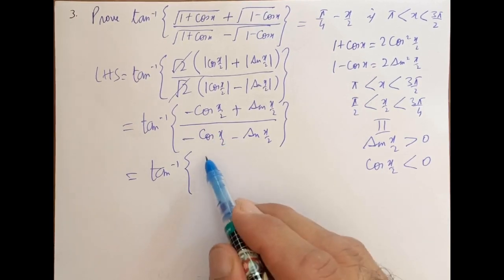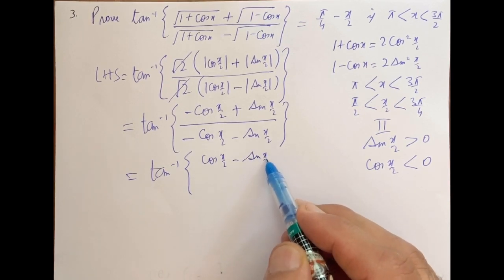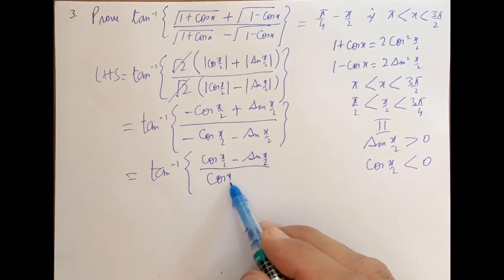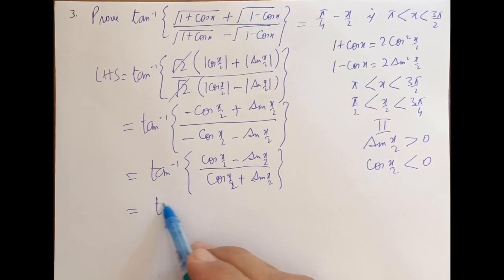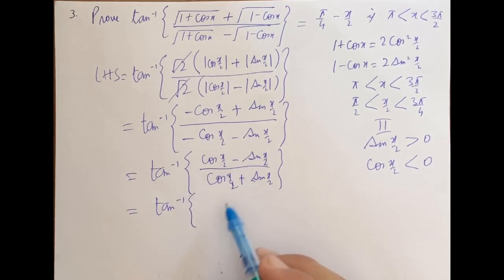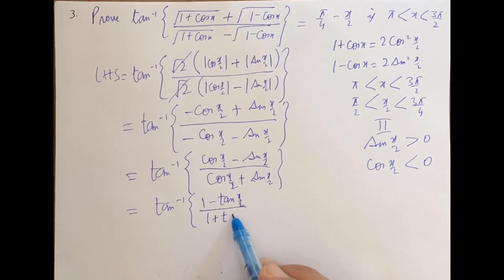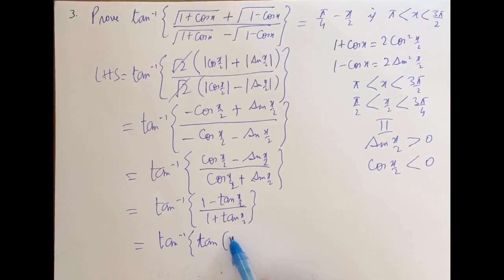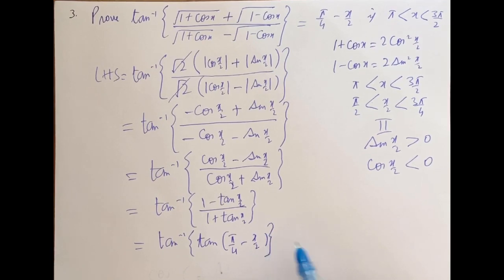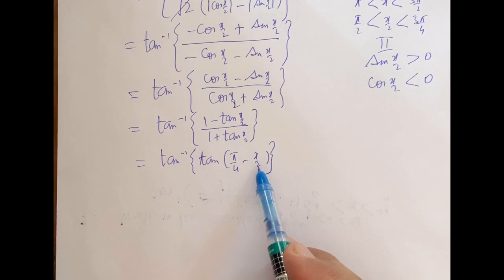Multiplying numerator and denominator by negative sign, this is cos of x by 2 minus sin of x by 2 upon cos of x by 2 plus sin of x by 2. Dividing by cos of x by 2, this will be 1 minus tan x by 2 upon 1 plus tan of x by 2, and this expression is tan of pi by 4 minus x by 2. Now we have to see if pi by 4 minus x by 2 lies in domain.